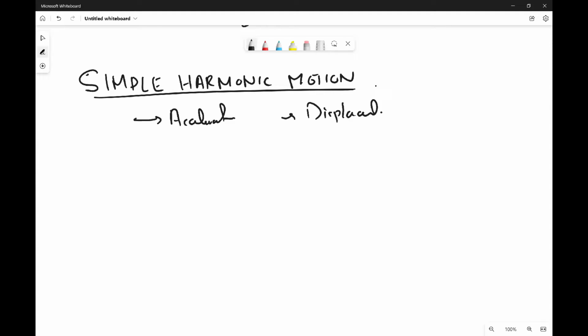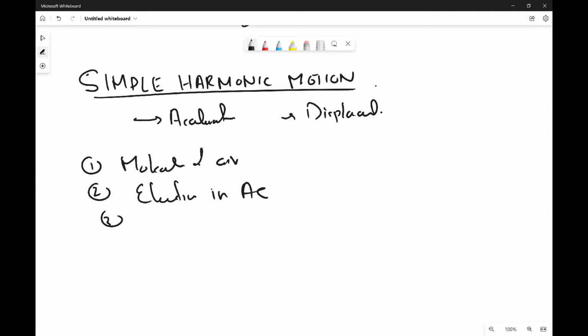So examples of simple harmonic motion could be molecules of air, electrons in AC current, and atoms in a molecule. All of these particles, these things vibrate, and they follow a simple harmonic motion. What is simple harmonic motion? It is an oscillatory motion in which acceleration is directly proportional to displacement.